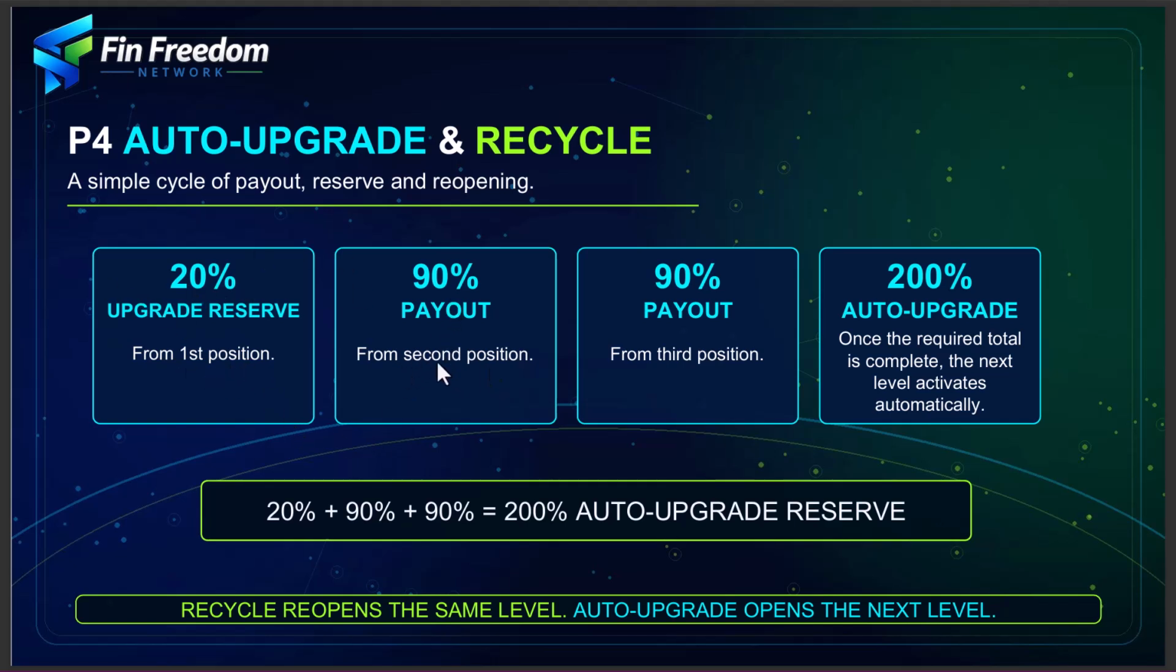Then in your second position, 90% of your payout will be reserved. In your third position, 90% of your payout will be reserved. That will now mean 90 plus 90, 180, plus 20, that is 200%. That is $20 from level 1. That means if you're on level 1 and you need to go to level 2, 20% from here, 90% from here, 90% from here, we add up to upgrade you to level 2. Do you understand?